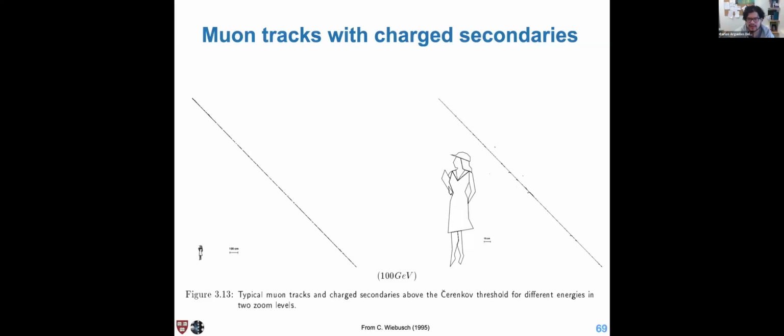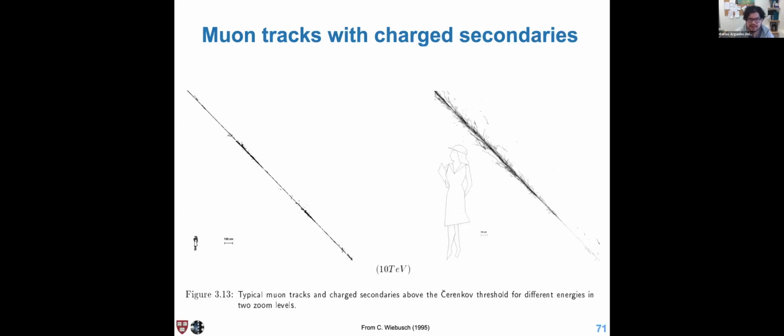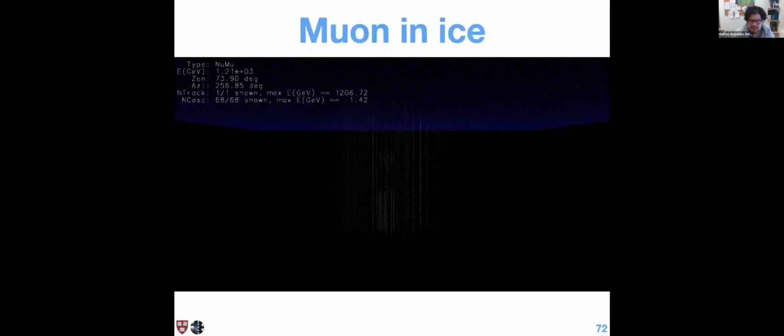So the higher the energy of the track, this is 100 GeV, this is a TeV, you can see that there is more stochastic energy losses going on. This is a higher energy track. Now this is a 10 TeV track. You can see this track had multiple higher stochastic losses, and when you zoom into those, you can see that those losses are significant. So let's look at how those look in a realistic simulation.